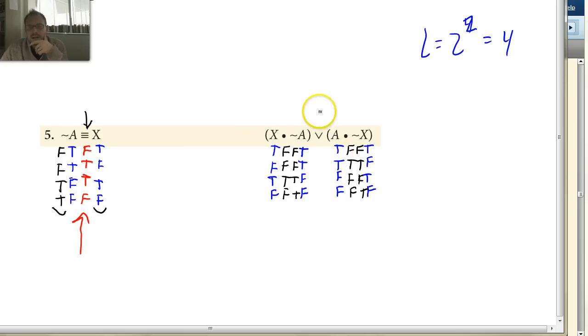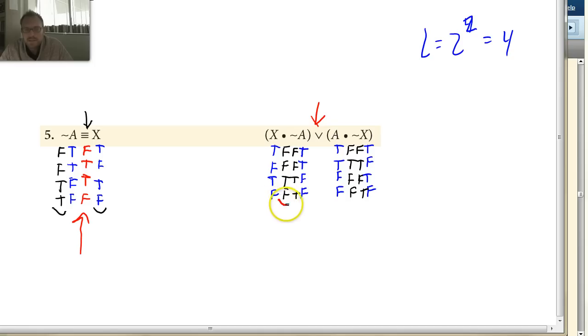Now I'm going to do this main operator. And remember, what's the rule for the disjunction? Remember, that means or. So this says X and not A, or A and not X. The rule is that one of them has to be true. That's all. Otherwise, it's false. So if they're both false, it's false. So what am I comparing here?